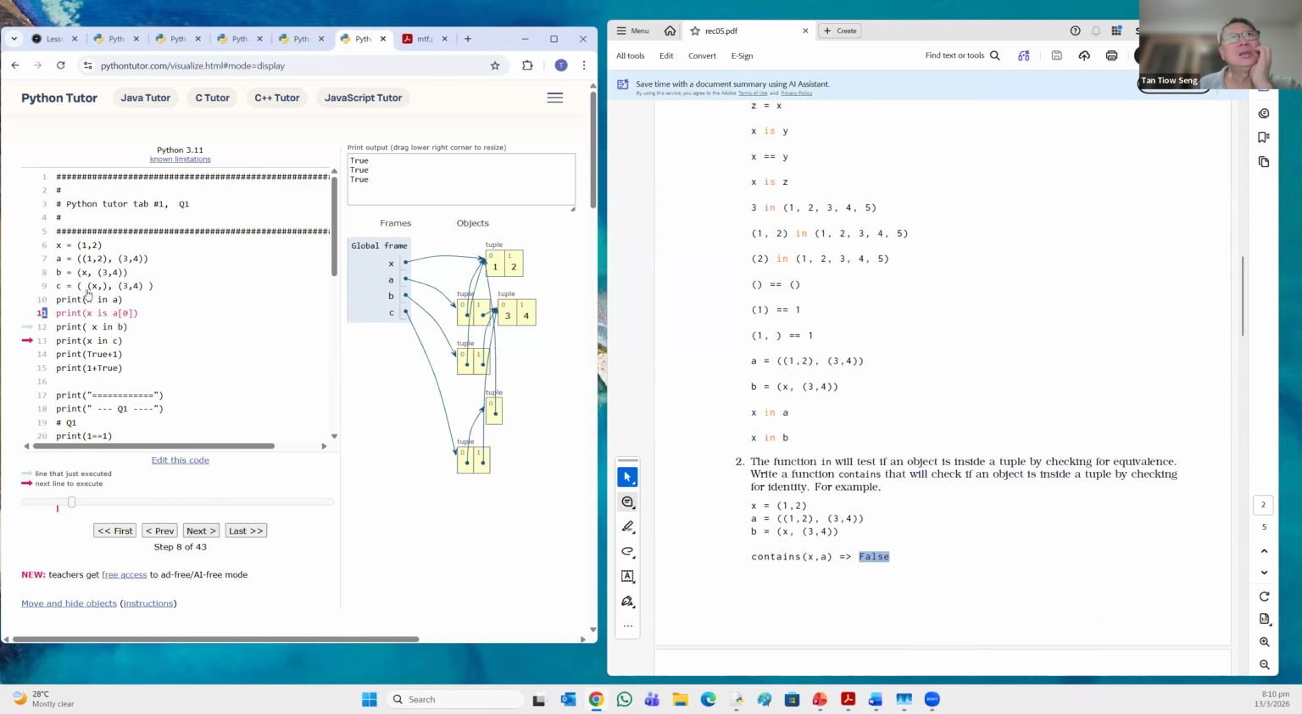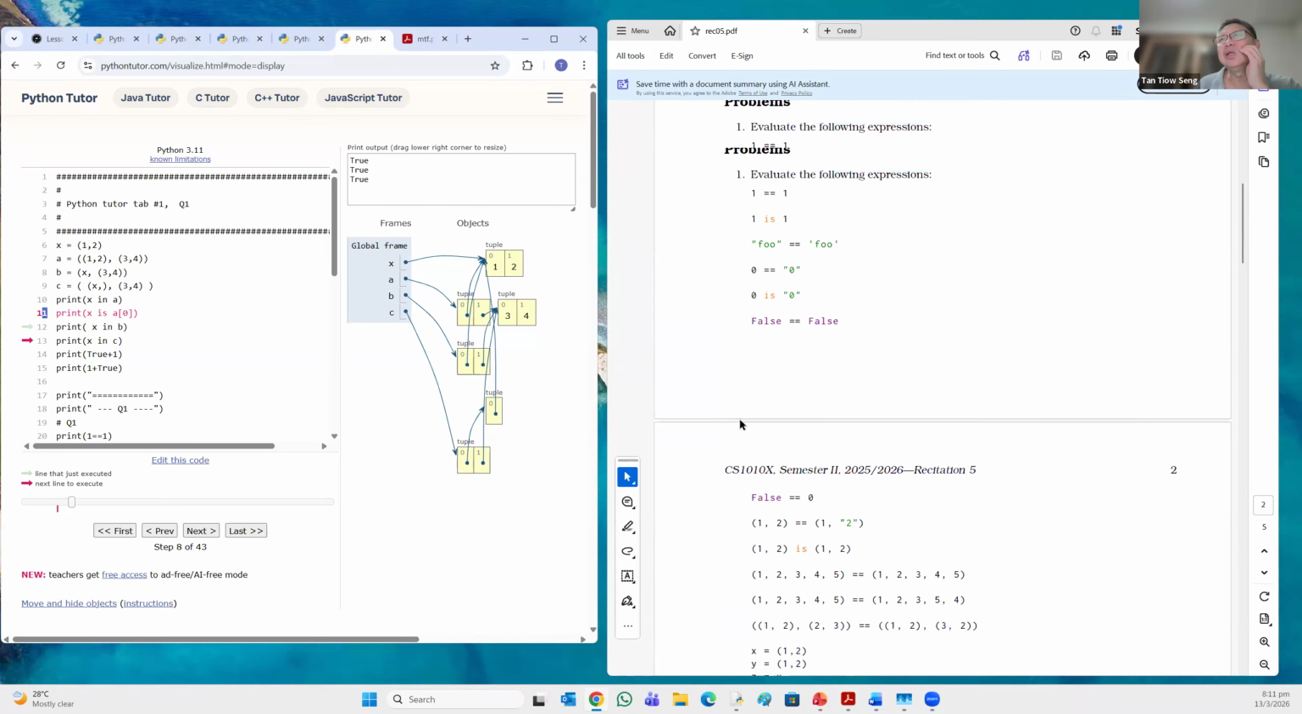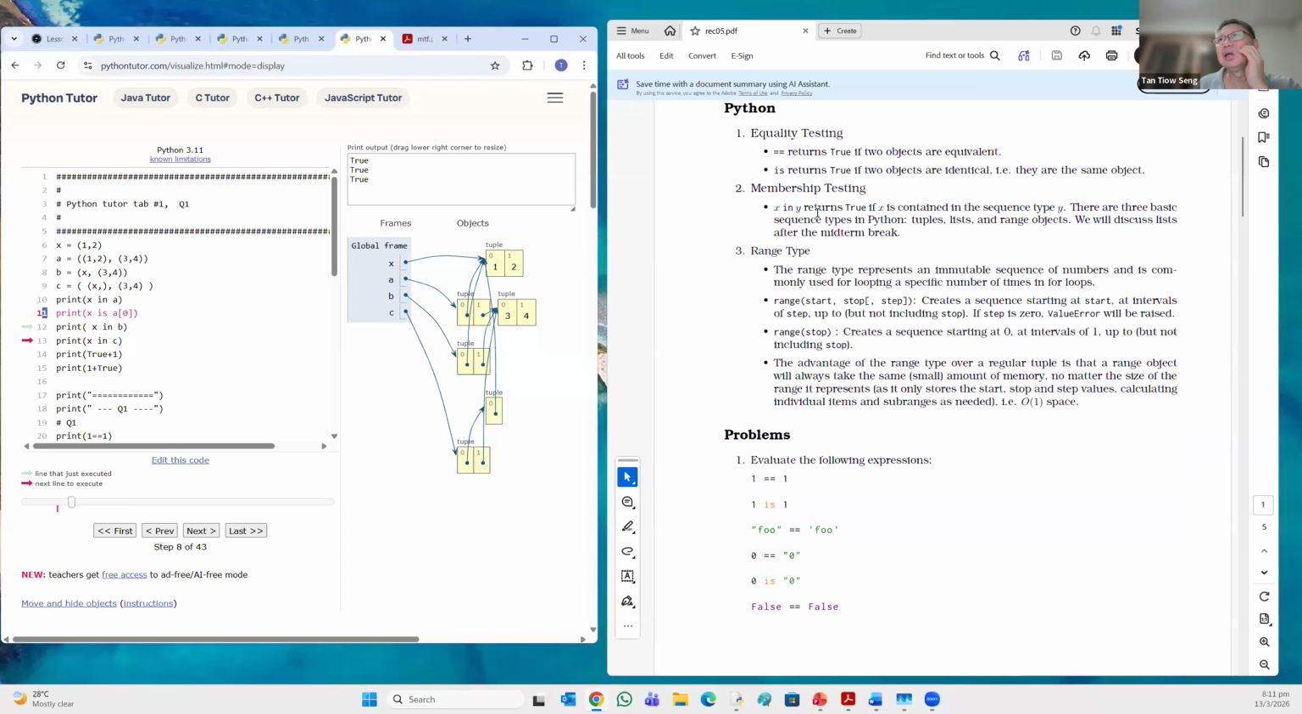X in C. False. X in C. What is in? In means return true if X is contained in the sequence type Y. So X is not inside C because X is embedded within another tuple, so it's not. So it's false.